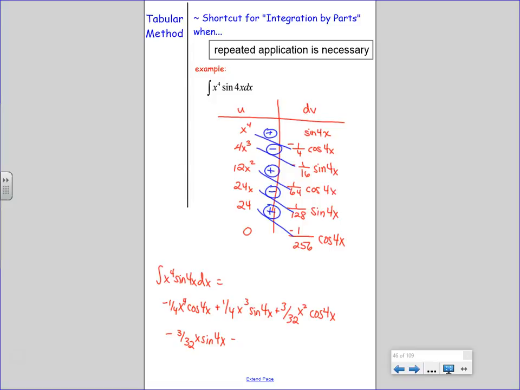24/256. One stays the same, the other doubles. That'd be 3/64, right? And what can we not forget? Because it's an integral, plus.